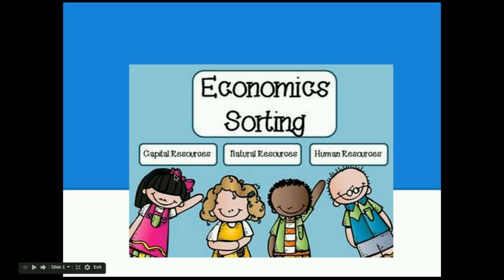So capital resources are things that cost a lot of money and are required for producing a product or providing a service. Natural resources are things that come from the earth, the water, or air, and human resources relate to people that are required to produce a good or provide a service.